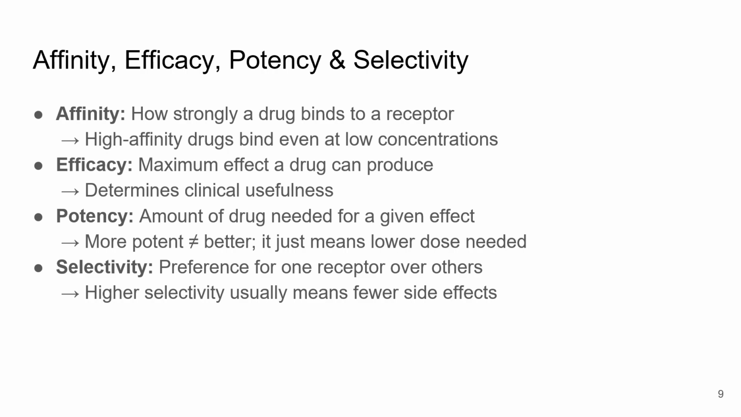And then finally, selectivity describes a drug's preference for one receptor over others. Higher selectivity usually means fewer side effects because the drug is less likely to activate or block unintended receptors. The key takeaway here is that these terms describe different properties of drugs, and understanding them will help us predict their effectiveness, their side effects, and their clinical usefulness.